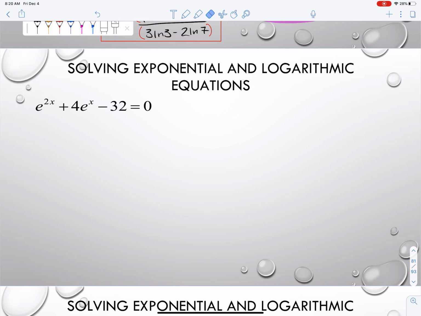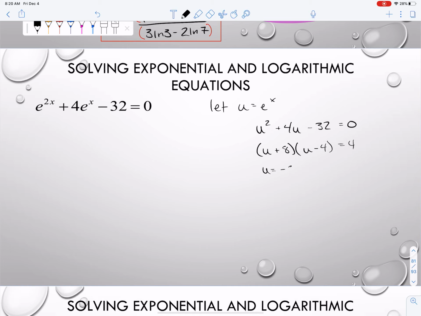Okay. I could let u equal e to the x. If I do that, I'm going to have u squared plus 4u minus 32 equal to 0. And then I can go through and solve. 2 numbers that multiply to negative 32 and add to 4 are going to be u plus 8 and u minus 4. For solutions of u equals negative 8 and u equals 4. Okay, let me work on the other way to do this, and then I'll catch up, because we'll be at the same place then.